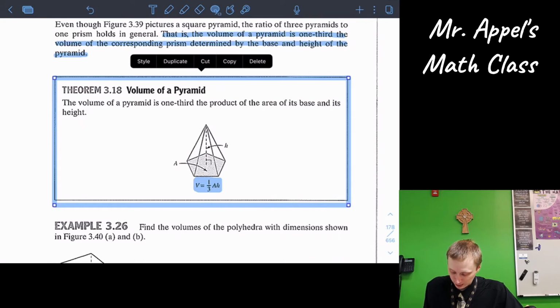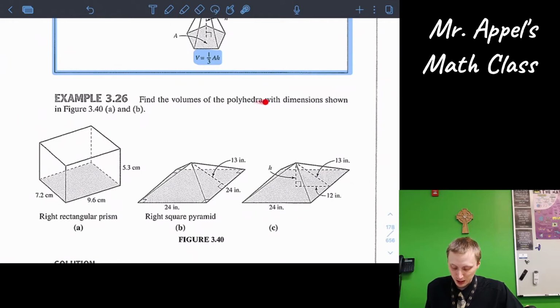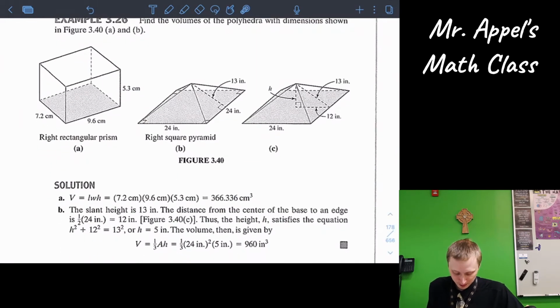Right? Now let's try an example of that here in example 26. Find the volumes of the polyhedra with dimensions shown in figure 340A and B. A right rectangular prism with dimensions shown, and a right square pyramid with dimensions shown. Notice that they are giving the slant height of the pyramid, not the true height of the pyramid. So how do we deal with the prism? Volume of a right rectangular prism is length times width times height. So we'll take 7.2 times 9.6 times 5.3, for a total of 366.336 centimeters cubed.